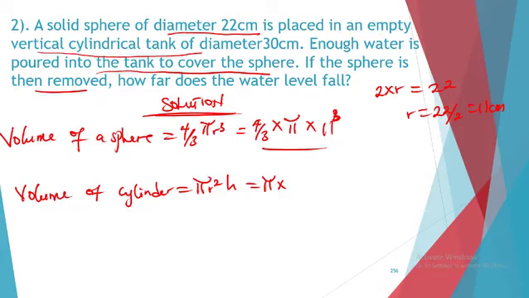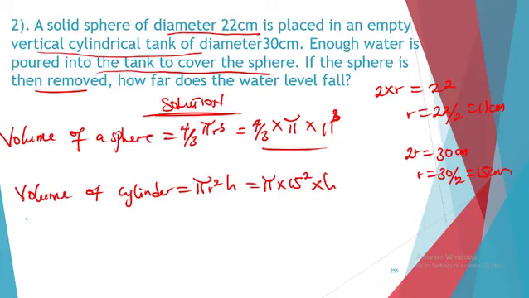We are given here that a solid sphere of diameter 22 cm is placed in an empty vertical cylindrical tank of diameter 30 cm, and 2r here is equal to 30 cm. So r is equal to 30 divided by 2, which will give us 15 cm. So we are dealing with 15 squared, because of this square here, then times h.